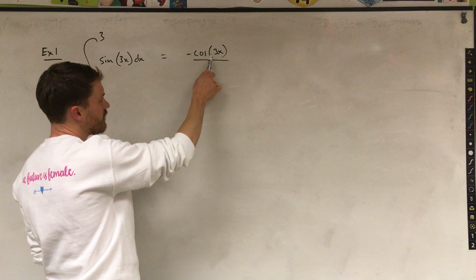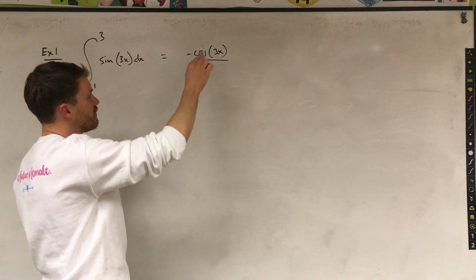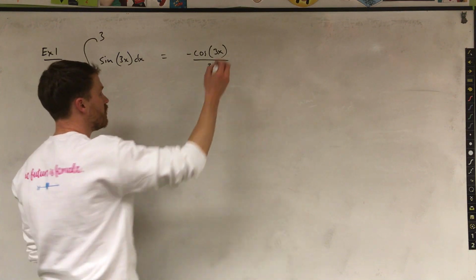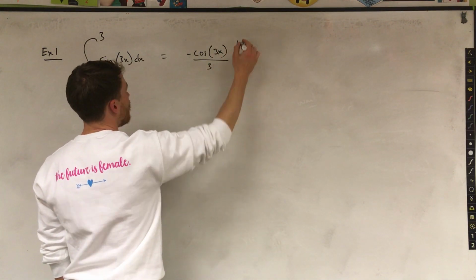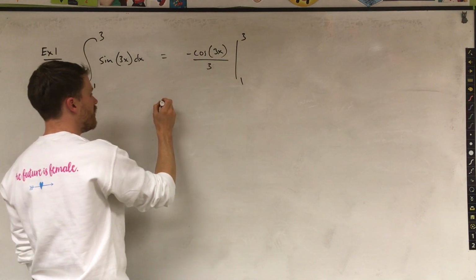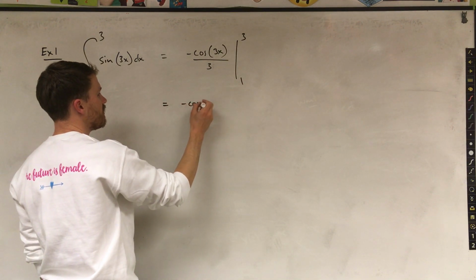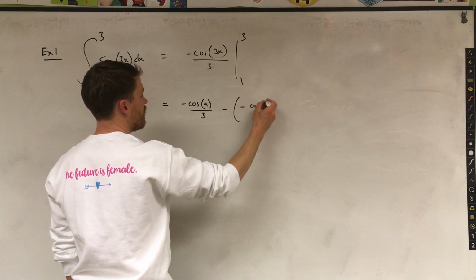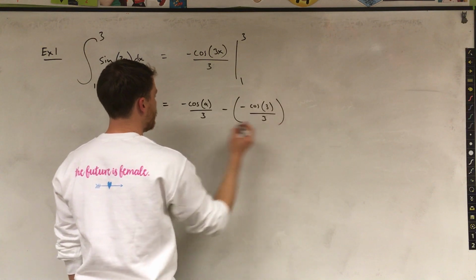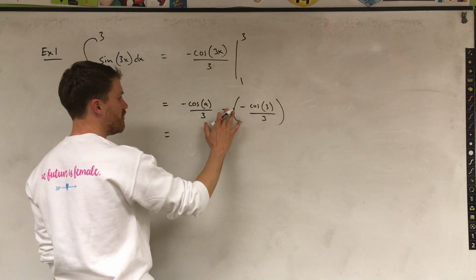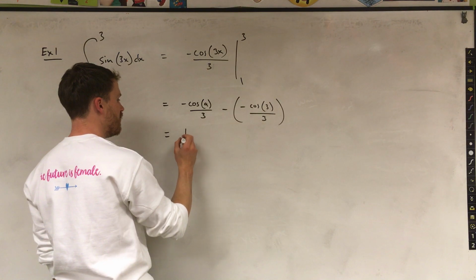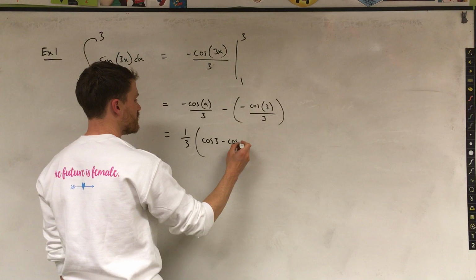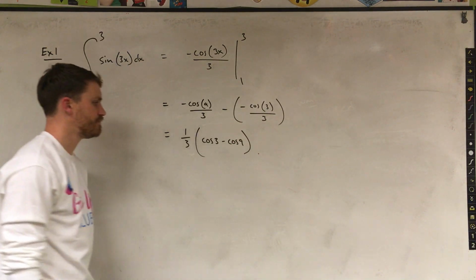Remember, if you took the derivative of negative cosine of 3x, you would get sine of 3x times 3, so that's why you have to divide by 3, so that we don't end up with that extra 3. We're going to evaluate that between 1 and 3. That's what this means. And so that is going to give me negative cosine of 9 divided by 3 minus a negative cosine of 3 divided by 3. We could rewrite this if we wanted to. This becomes 1/3 times cosine 3 minus cosine 9. Okay?